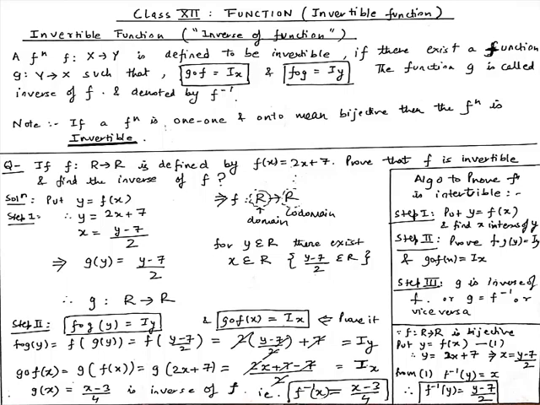So as per the algorithm, our first step is put y is equal to f(x). This is our step 1. So we get y is equal to 2x plus 7. Now we have to find x in terms of y. So we get x equal to (y minus 7) upon 2.